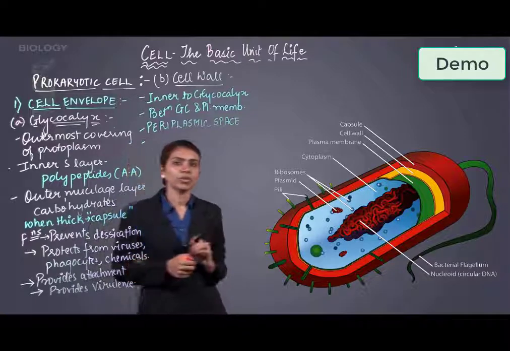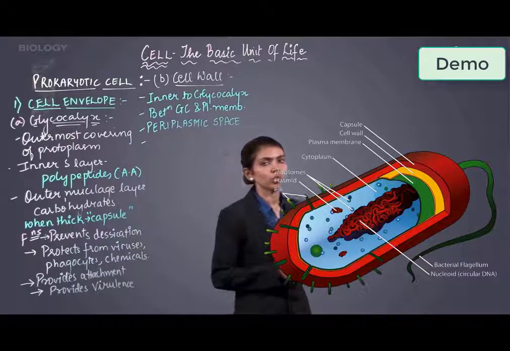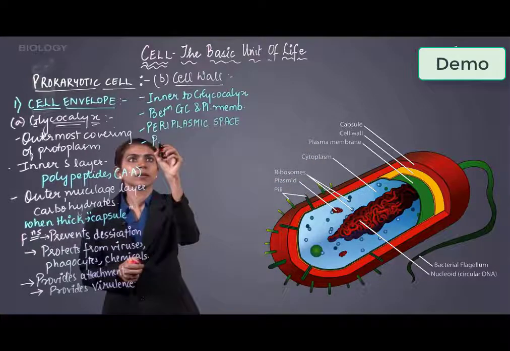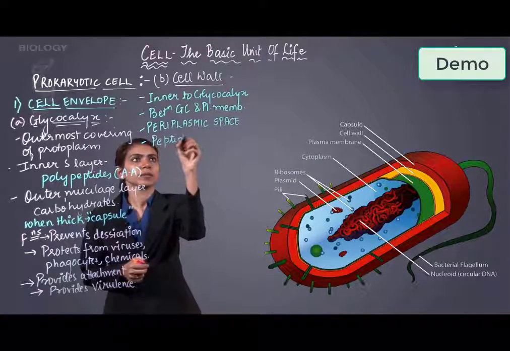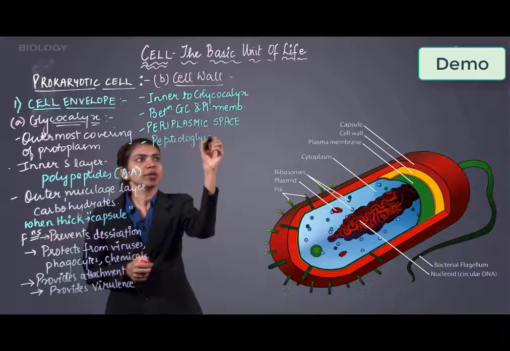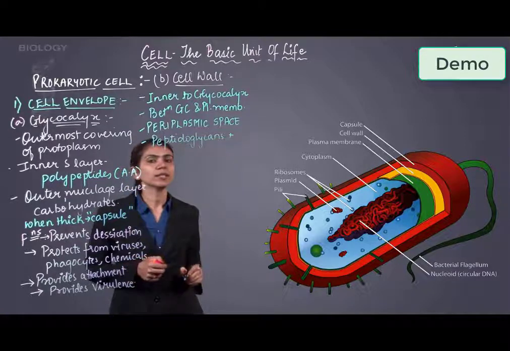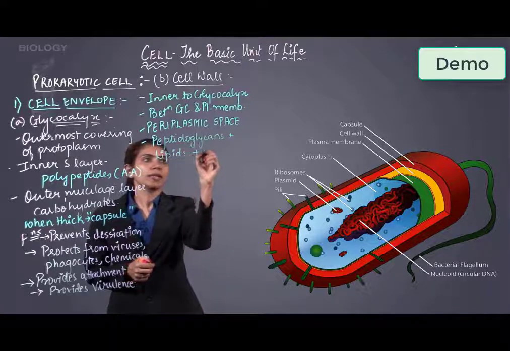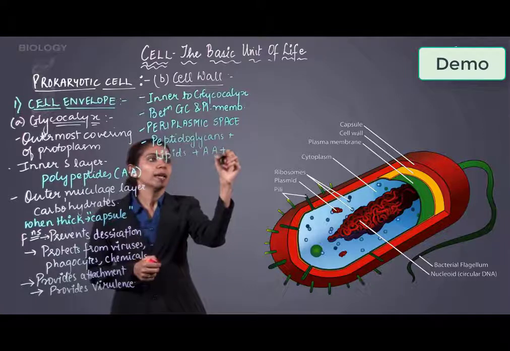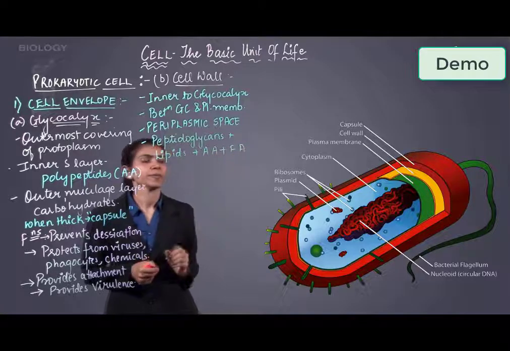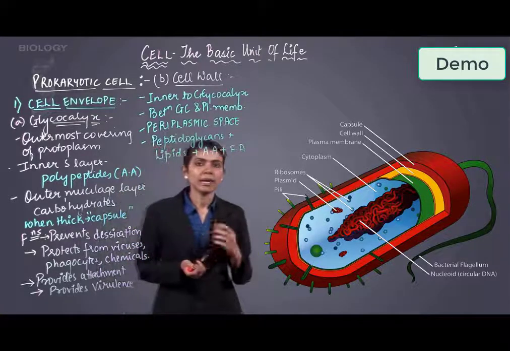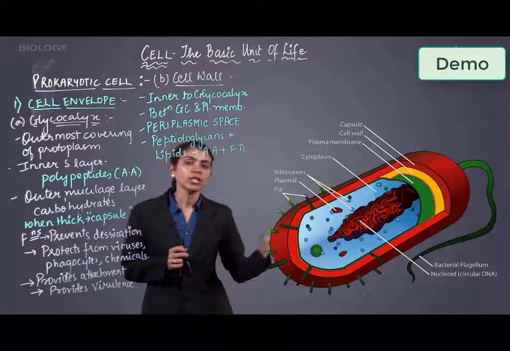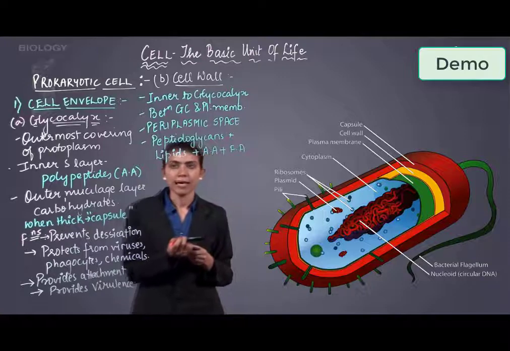Now coming to the composition of the cell wall, what is it composed of? The cell wall is mainly composed of peptidoglycans. Along with peptidoglycans, it also has lipids, amino acids and fatty acids. Now bacteria like Mycobacterium and Nocardia have long chain fatty acids. These long chain fatty acids are called mycolic acids.